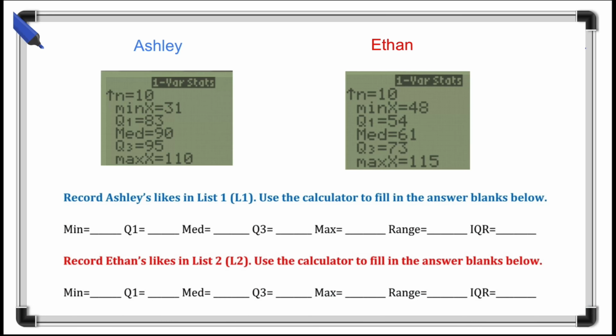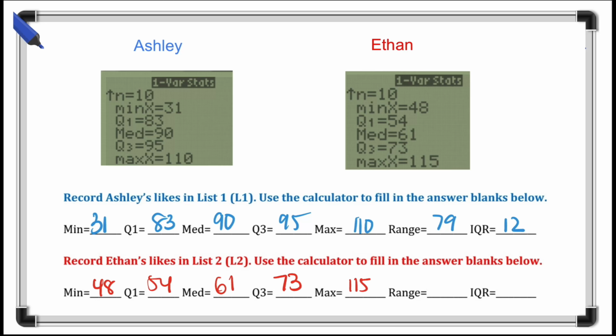So with their data, we're going to record all of the information that we were finding. 90, 95, 110. Range we have is 79. IQR data is 12. And then for Ethan, same thing, 48, 54, 61, 73, 115. And then range, so that's max minus min. And then IQR, Q3 minus Q1 is 19.